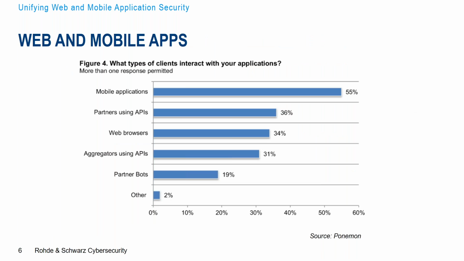Let's now look at this other survey. This is interesting research from Hanuman, which showed that mobile applications take the lead when it comes to interactions of different applications. So the question was, what types of clients interact with your applications? Mobile apps have a leading 55%, followed by partners using APIs, web browsers, and then aggregators using APIs, and finally partner bots and some percentage of others.